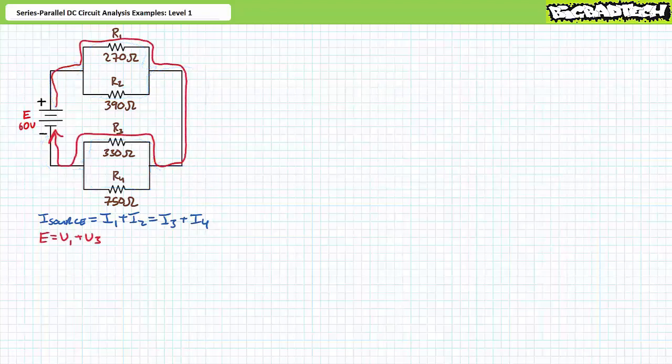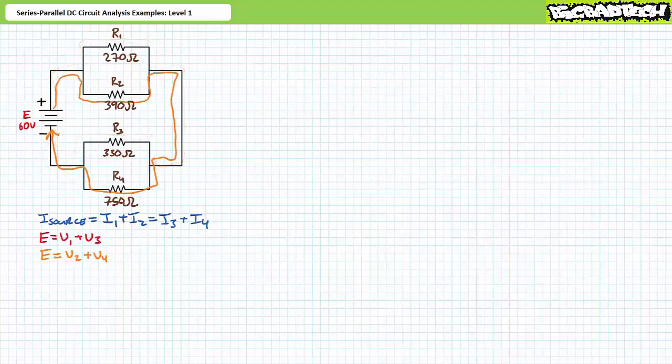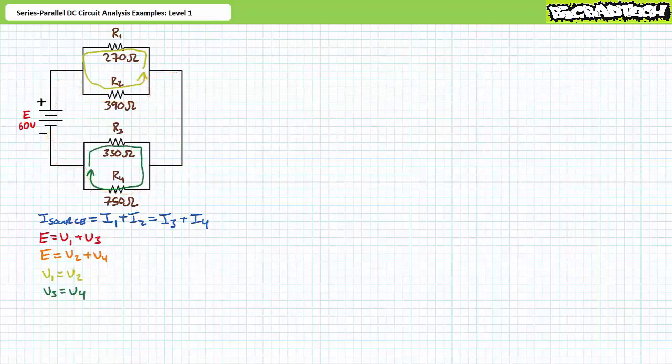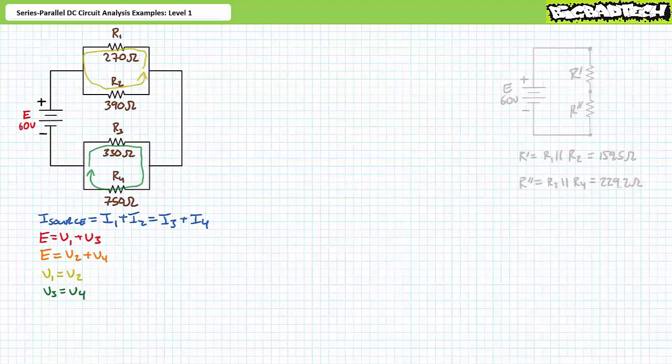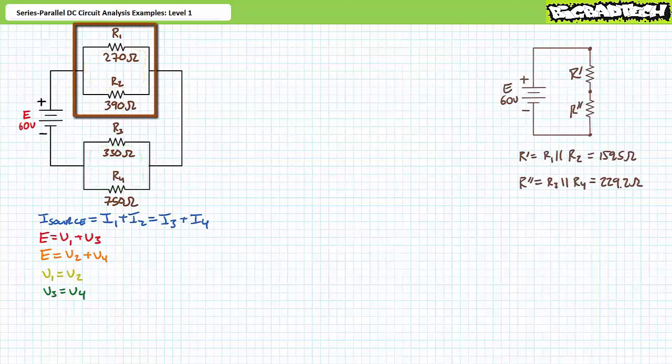A Kirchhoff's voltage law analysis of the loop in red demonstrates that E equals V1 plus V3. Similarly, a Kirchhoff's voltage law analysis of this loop in orange demonstrates that E equals V2 plus V4. Similarly, a Kirchhoff's voltage law analysis of these loops in yellow and green demonstrates that V1 equals V2 and V3 equals V4.